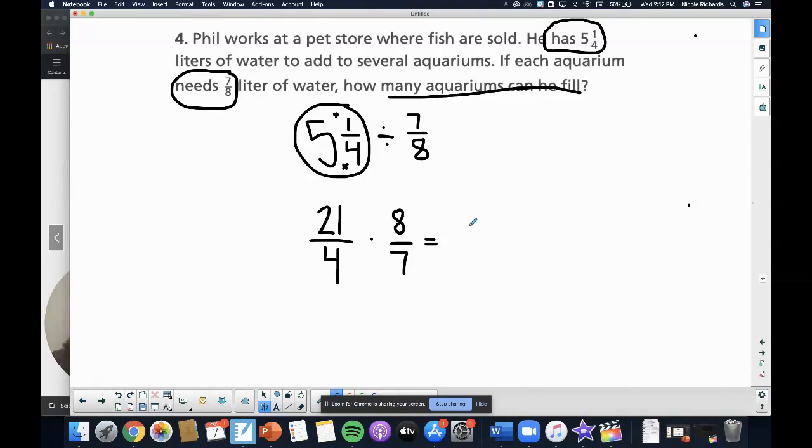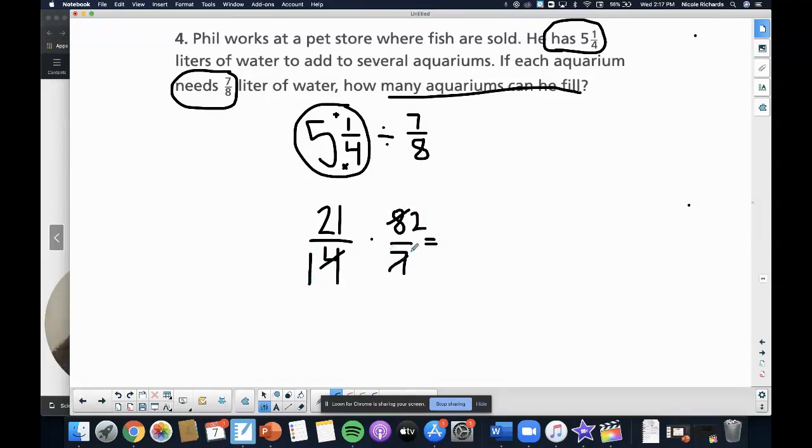But there is something we could do ahead of that. There's nothing that goes into 21 and 4 or 8 and 7. They do not have a common factor other than 1. But I can cross simplify. All you need is a numerator and a denominator, and you can simplify going across. So I notice 4 and 8 have a common factor of 4. 4 divided by 4 is 1. 8 divided by 4 is 2.